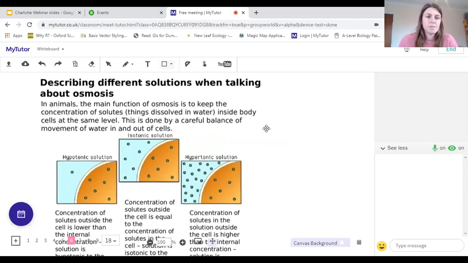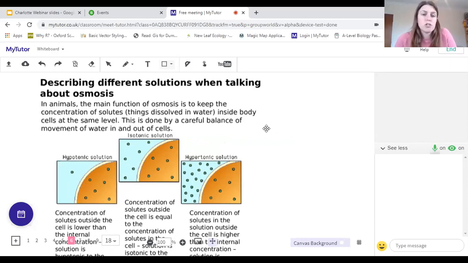Okay. Describing different solutions when talking about osmosis. This comes up a lot in exams. It's well worth going through it over and over until it makes sense, and then practice. Do lots of practice questions talking about different types of solution.